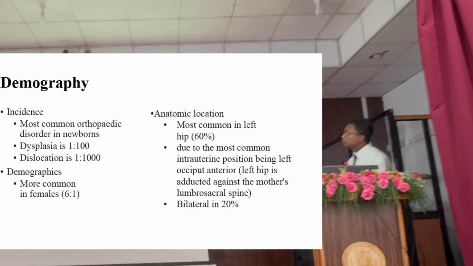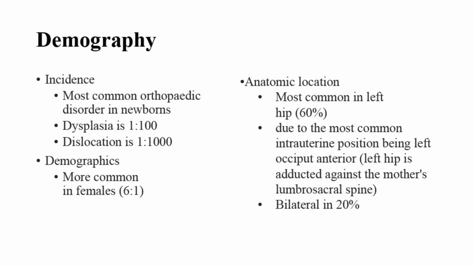So what is the demography? It's very common. It's the most common orthopedic disorder in newborns. So we are missing too much. Dysplasia is 1:100, so in 100 births, there's one incident. And then dislocation is also common. It's 1:1000. So that means it's very common, and that means we are missing it.